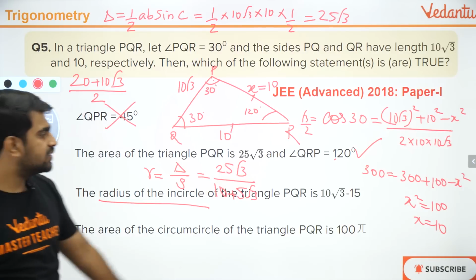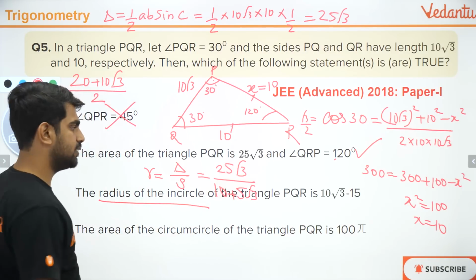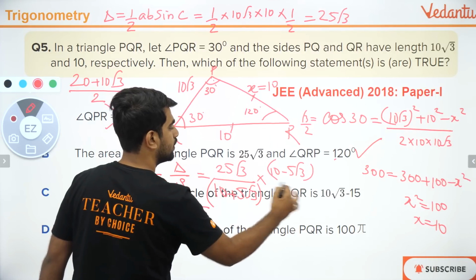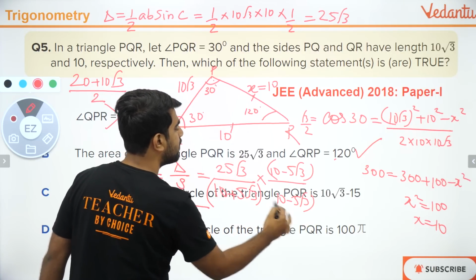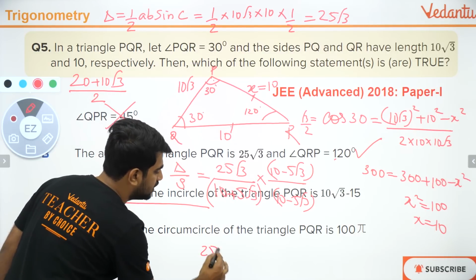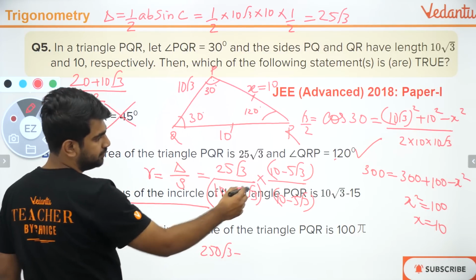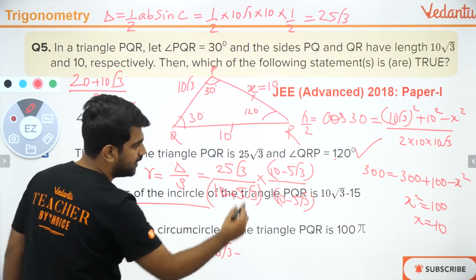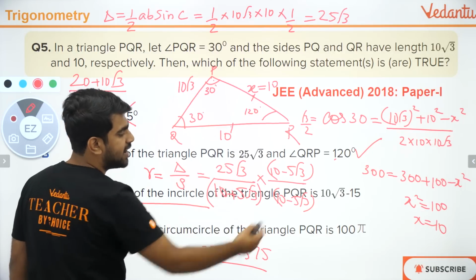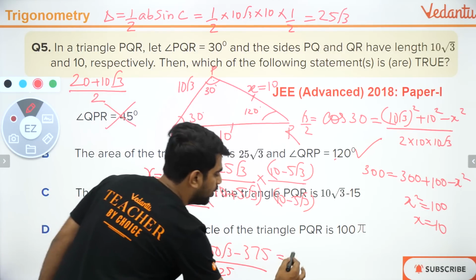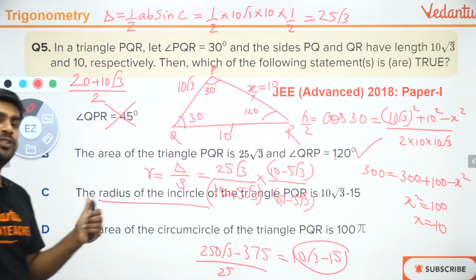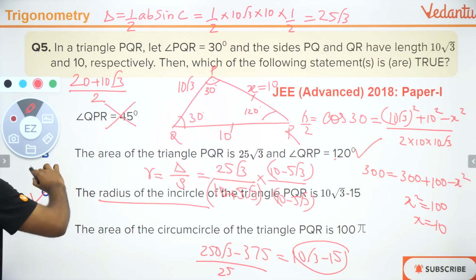Now they have given in some other format. So you will have to rationalize it. Okay. So I will multiply by 10 minus 5 root 3. So if I multiply by 10 minus 5 root 3, what do I get? I get 25 into 10, 250 root 3 minus 25 into 5, 125, 125 into 3, 375, divided by, I get 100 minus 75, which will be 25, which will be what? 10 root 3 minus 15. Do I get 10 root 3 minus 15? Absolutely right. So option C is correct, option B is correct.